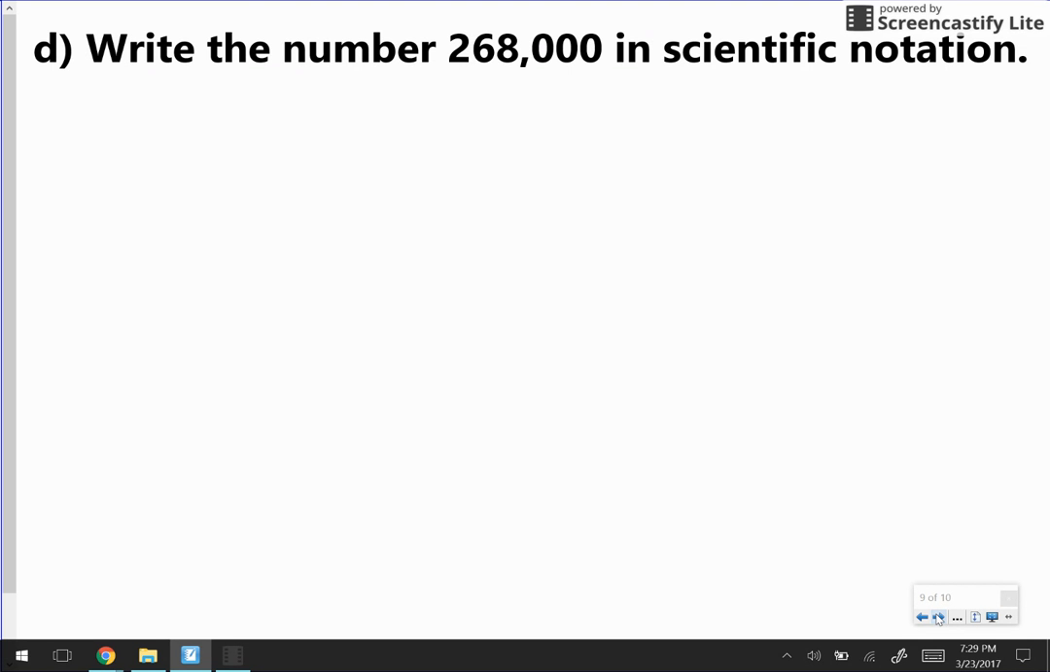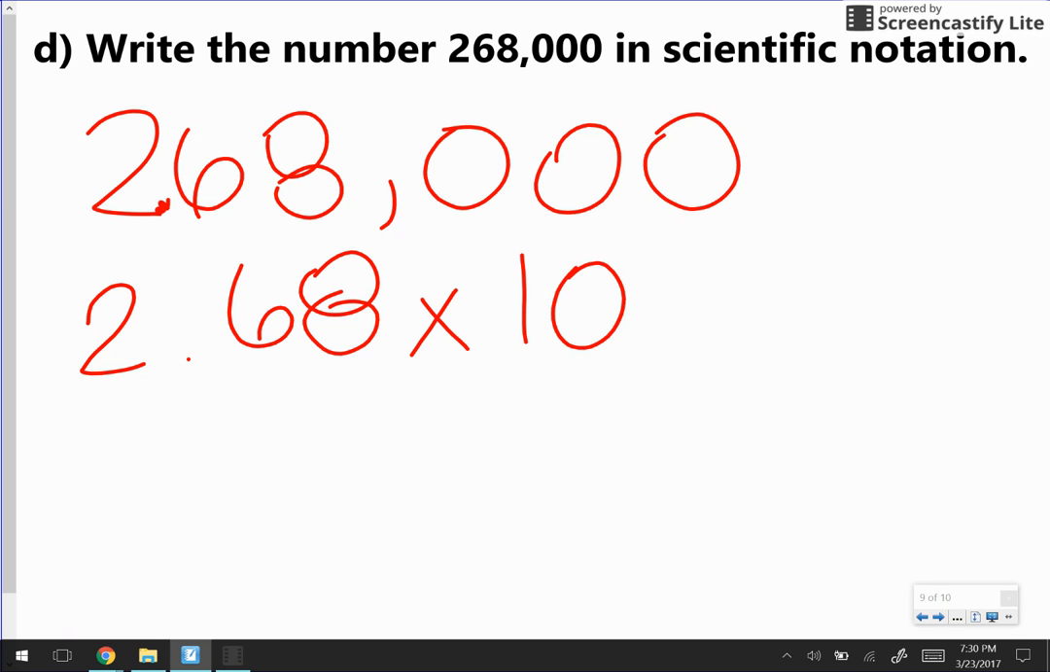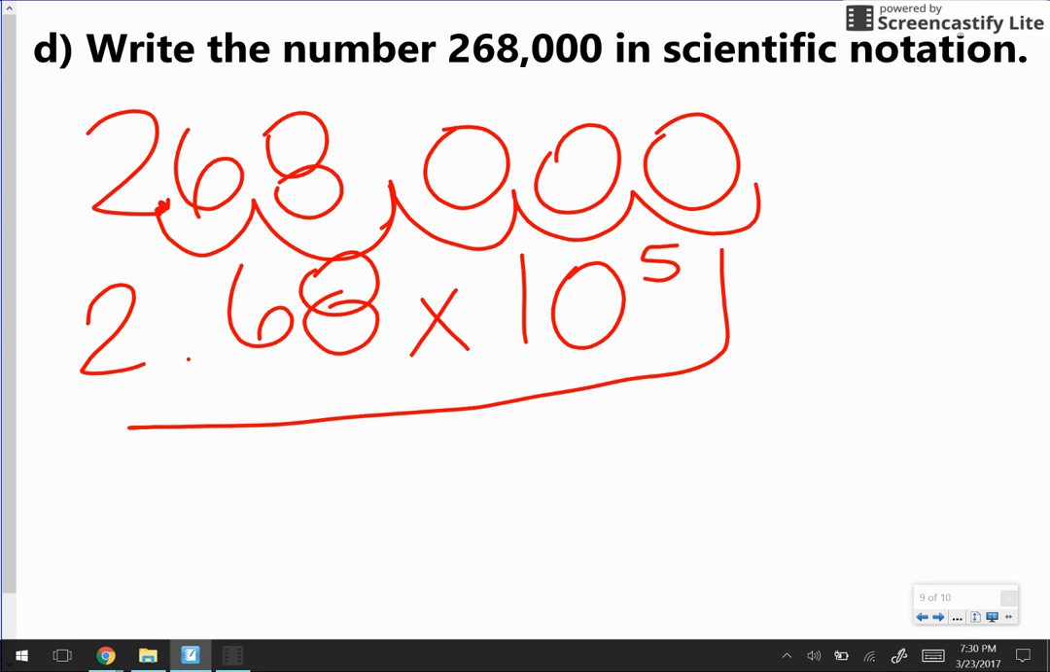Here's another example. 268,000 is in standard notation, and we want to write it back in scientific notation. Again, you want to start off by rewriting the number, figuring out where your decimal goes. In this case, it'll go between the 2 and the 6 because it makes the number 2.68, still meeting the requirements for scientific notation. We know that we need to multiply by 10, and then the only thing we need to do now is count our decimal movements. 1, 2, 3, 4, 5. Since we moved it 5 times, my exponent will be 5, giving me my answer of 2.68 times 10 to the 5th power.